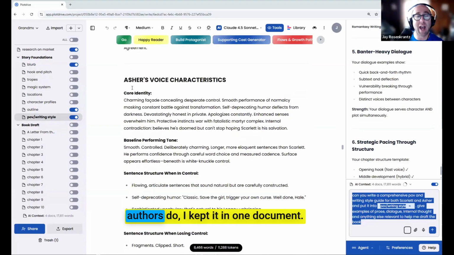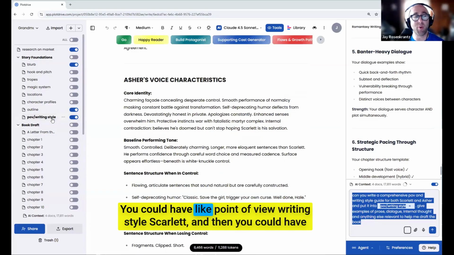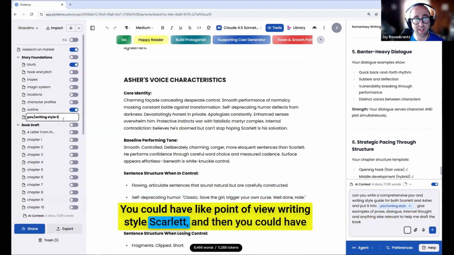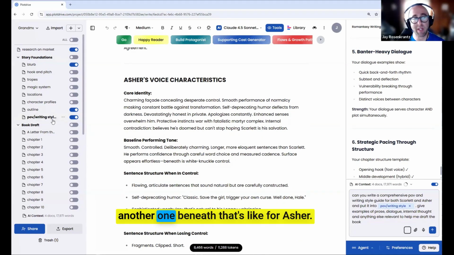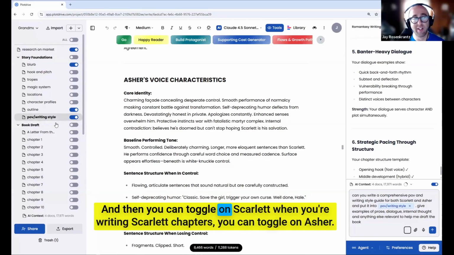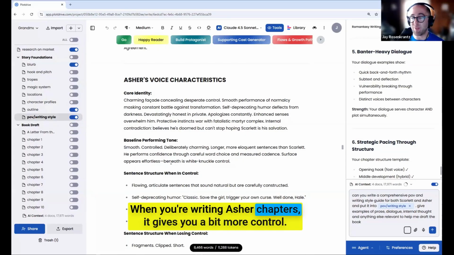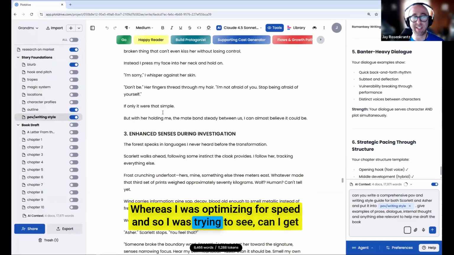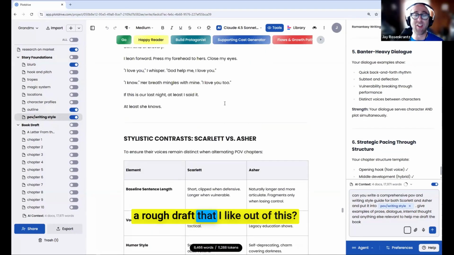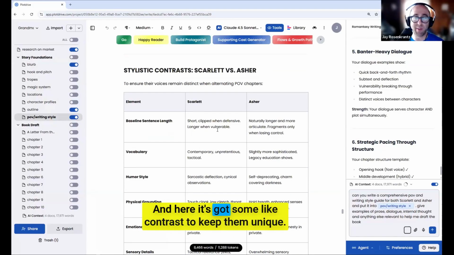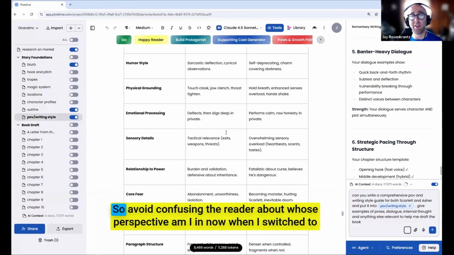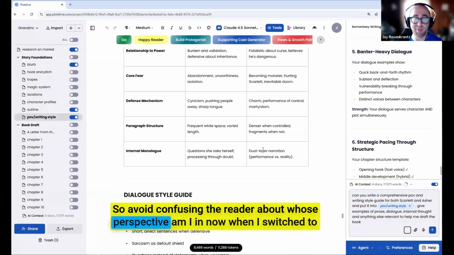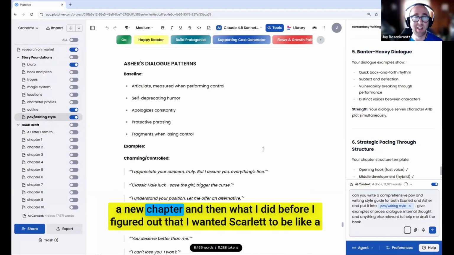One thing I've seen some authors do, I kept it in one document. You could have the point of view writing style for Scarlet, and then another one beneath that for Asher, and then you can toggle on Scarlet when you're writing Scarlet chapters and toggle on Asher when you're writing Asher chapters. It gives you a bit more control. Whereas I was optimizing for speed, trying to see if I could get a rough draft that I like out of this. And here it's got some contrast to keep them unique, so I avoid confusing the reader about whose perspective I am in when I switch to a new chapter.